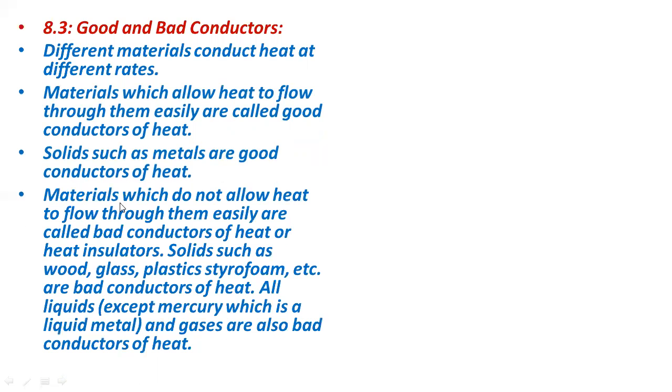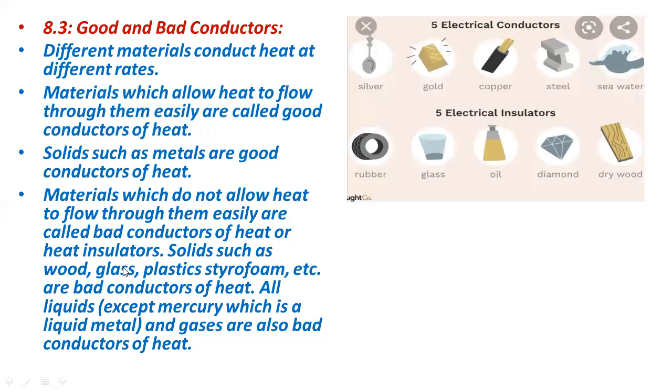Materials which do not allow heat to flow through them easily are called bad conductors of heat, or insulators. Solids such as wood, glass, plastic, styrofoam, etc. are bad conductors of heat. And all liquids and gases, except mercury. Mercury is a liquid, but it is a metal. Metals, I told you, are good conductors of heat. That's why we use mercury in thermometers. But all the other liquids and gases are bad conductors of heat.